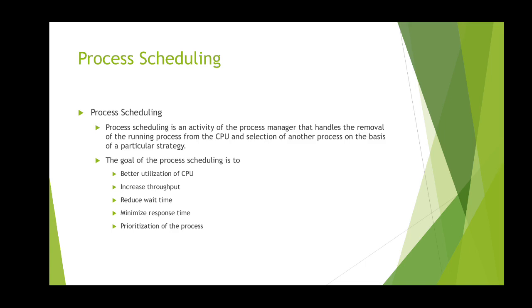And these are the goals of process scheduling. The first one is better utilization of CPU. It means that we can run multiple processes in a time-shared manner, increase the throughput, reduce waiting time, minimize response time, and prioritization of the process. These are the goals of process scheduling.